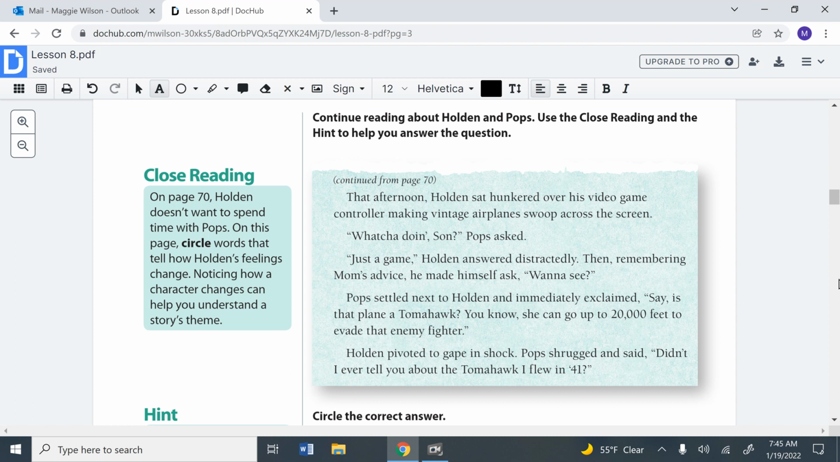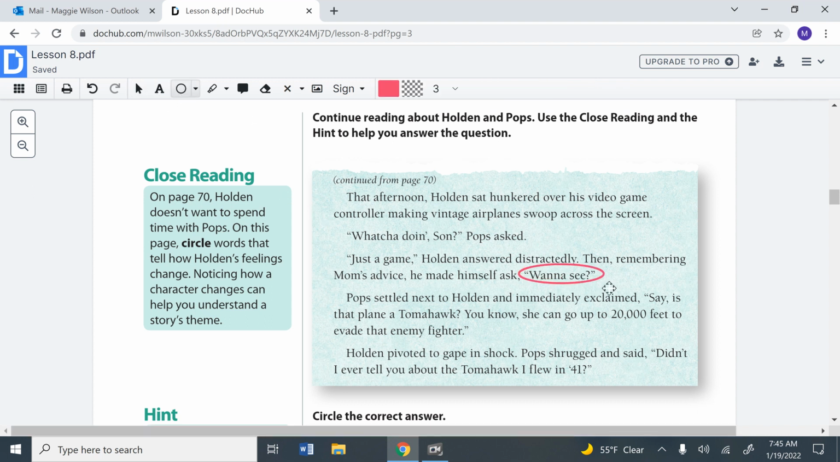So let's look at the close read. It says on page 70, Holden doesn't want to spend time with his grandfather. On this page, circle words that tell how Holden's feelings change. Notice how a character's changes can help you understand a story's theme. So, going back into the text, I can see a couple of things. First, he changed the fact that he asked his grandfather whether he would be interested or not. So I'm going to circle "wanna see" because that shows that he's making a change of heart. He's trying to show his grandfather. It also said that he had pivoted to gape in shock. So that's obviously showing that his behavior changed.